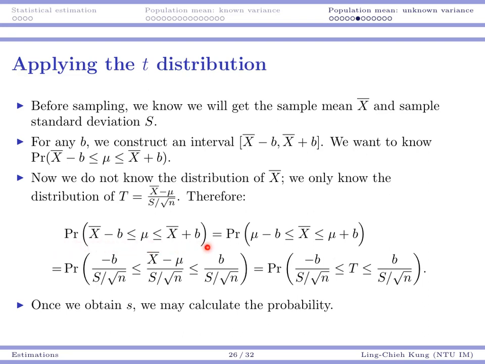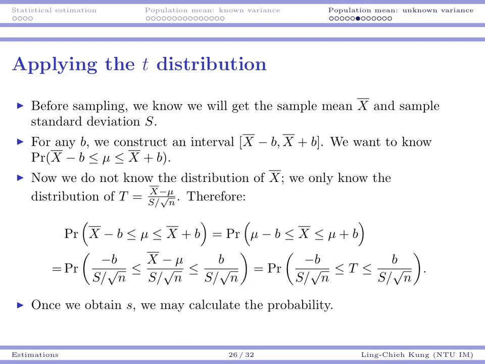So we know we may do some organization, and then this is the probability. The probability for us to cover the population mean is the probability for x bar to be close enough to mu. Something we already know. Now, how about this? Let's subtract each term by mu. Then we get these denominators. And then let's divide each term by s over square root of n. That's going to be the denominator. From here to here, obviously the probability does not change, right?